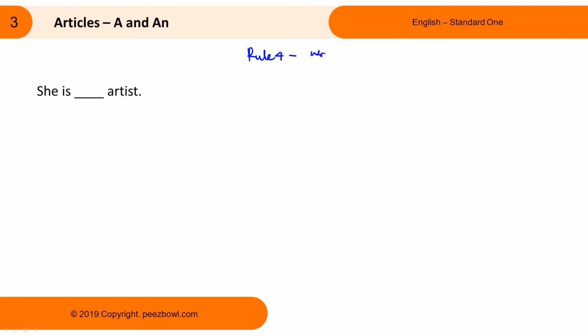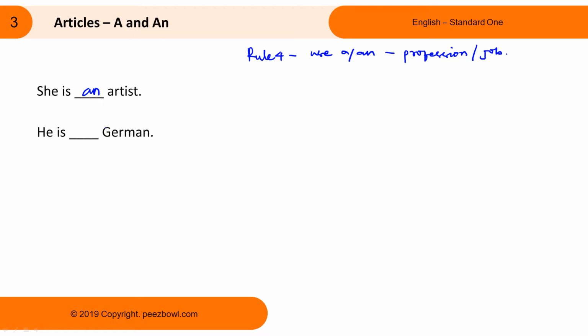We have rule number 4. Use A or N with any profession or job, like a doctor, an engineer, a driver, and so on. So we will write an artist. She is an artist.